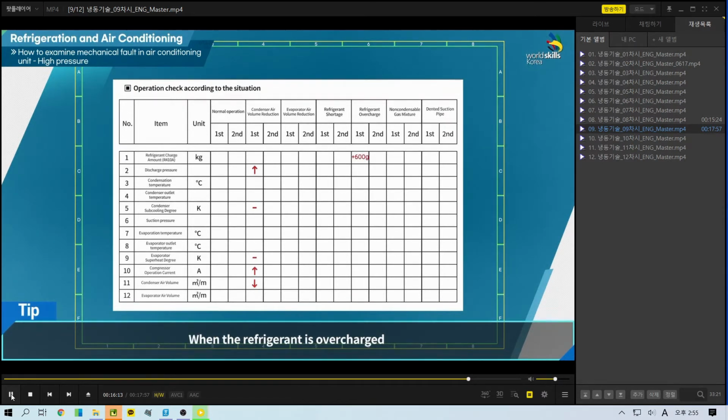When the refrigerant is overcharged: increase in discharge pressure, increase in subcooling of condenser, decrease in superheat of evaporator, increase in compressor operating current. But the air volume of condenser is normal. When some non-condensable gas is mixed in: increase in discharge pressure, increase in subcooling of condenser, suction pressure hunting phenomenon, increase in superheat of evaporator, increase in compressor operating current, no change in the air volume of the condenser.